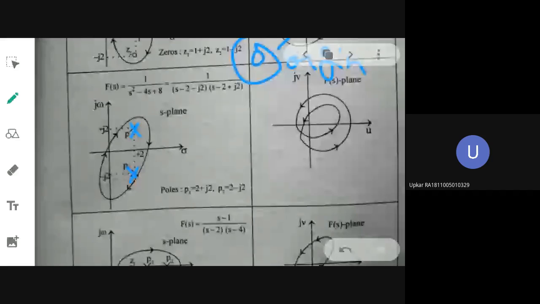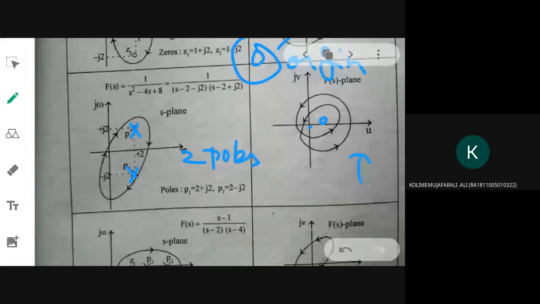If you see the F of S plane, how many encirclements around the origin? Encirclements are to be considered with respect to the origin. So the origin is encircled how many times and in what direction? Two times, ma'am. Two times. In what direction is it encircling 0? Clockwise or anti-clockwise? Anti-clockwise. Yes, ma'am.